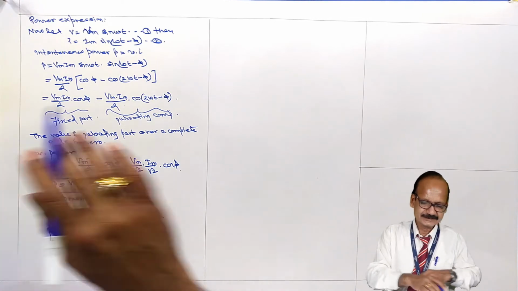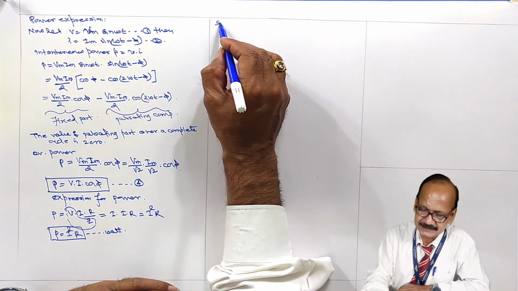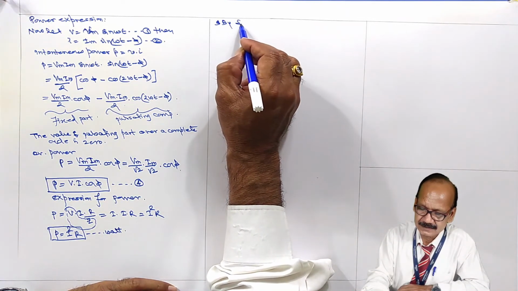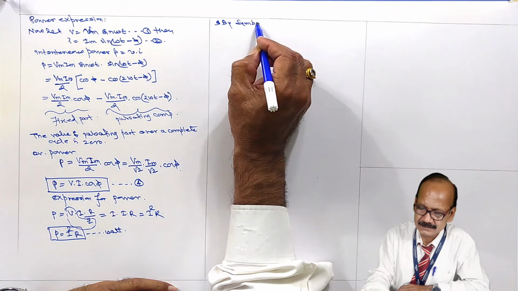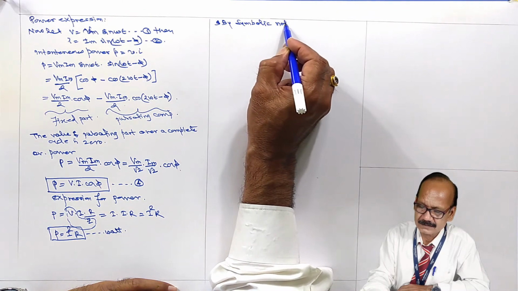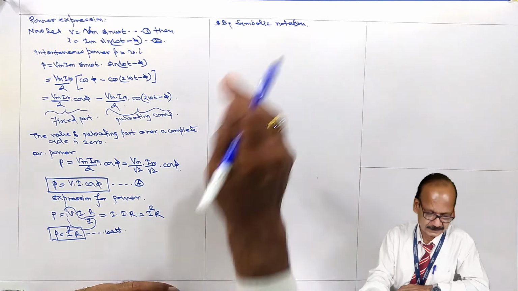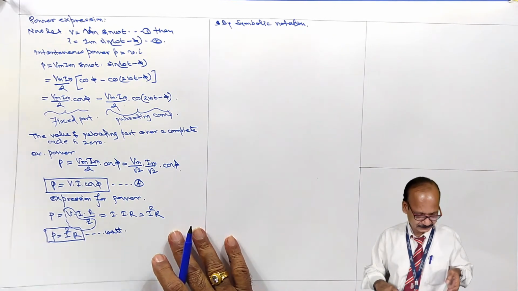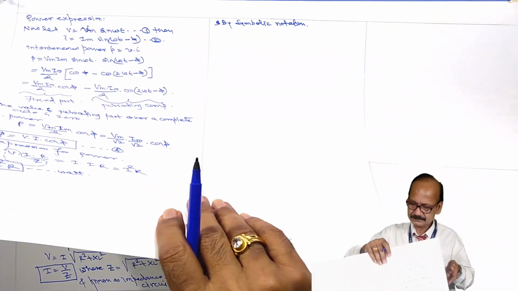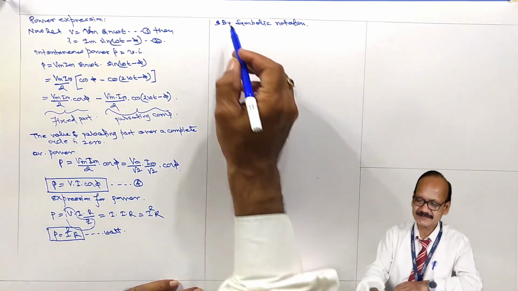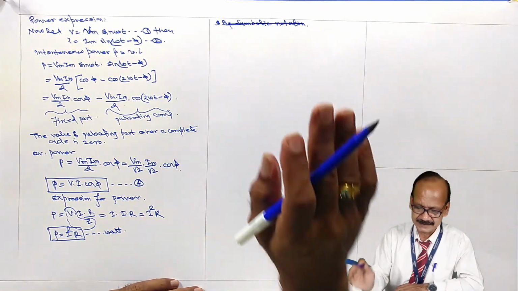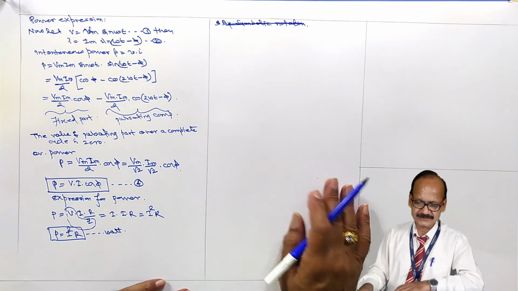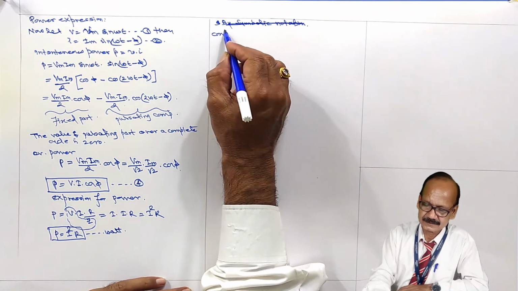Now let us have a symbolic notation. Okay, that has been already considered. That has been already considered. So, what is the conclusion from this?